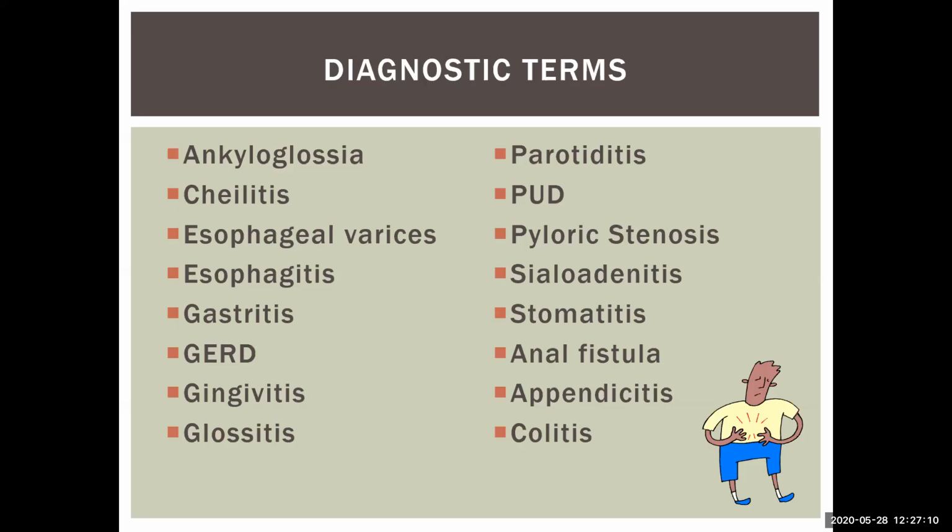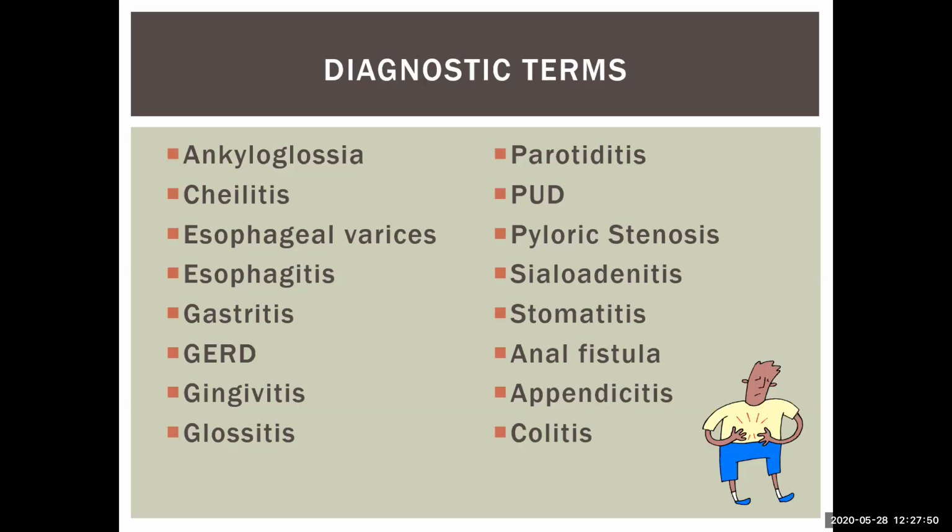PUD is peptic ulcer disease. So it's a sore on the mucosal lining of the stomach. It could be on the duodenum as well. And we often see it related to what we call H. pylori, the Helicobacter pylori bacteria. Pepto means to digest. That's something that's treated. So we often find that during esophagoscopy, if they do a scope and look down there. And they can also see other types of ulcers, like gastric ulcers and duodenal ulcers. Pyloric stenosis would be a narrowing of that pylorus.